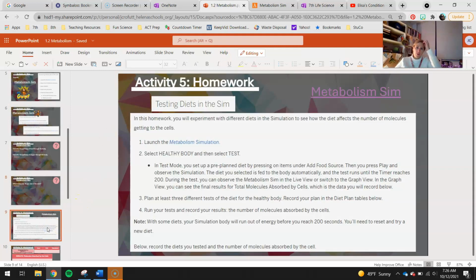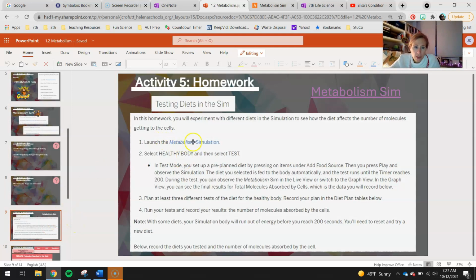And then finally, we're going to move on to our homework for today, which is testing diets in the sim. So in this homework, you will experiment with different diets in the simulation to see how the diet affects the number of molecules. So you guys kind of get to choose what you feed your little sim guy and then see how that affects what the cells are getting, okay? Because we're going to start focusing in on what we need in the cells and why we need that information or those certain molecules in the cells.